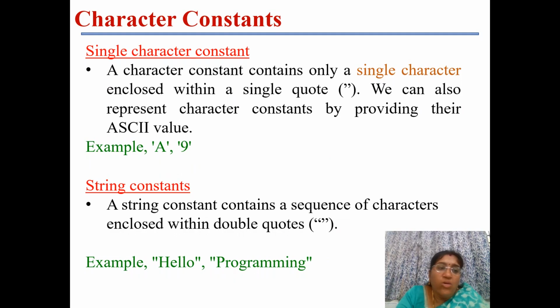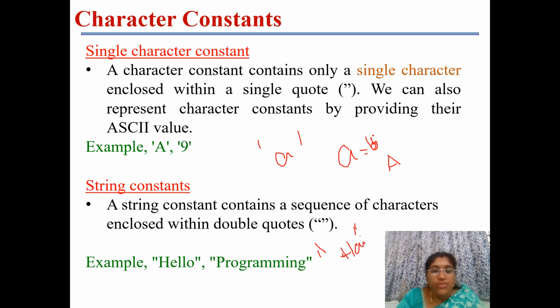Character constants contain only a single character, which is denoted by single quotes. For example, we can also represent the ASCII value for the character. For example, A equal to 65 means the ASCII value for this one is A. String constants contain a sequence of characters enclosed within double quotes. So string constants are represented in double quotes.